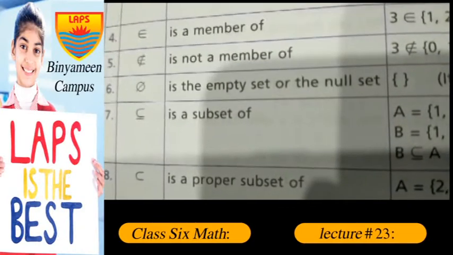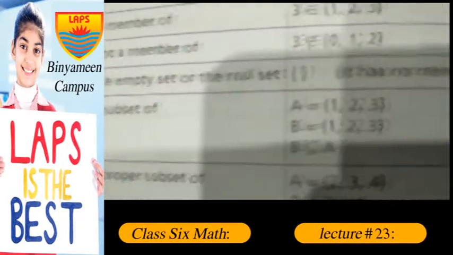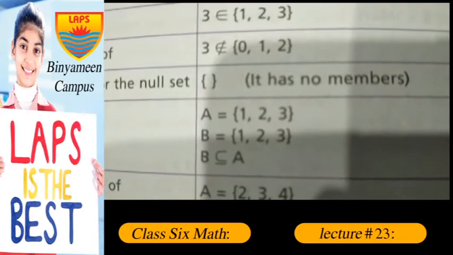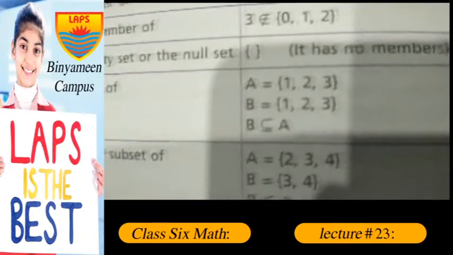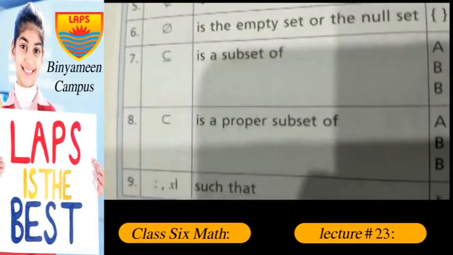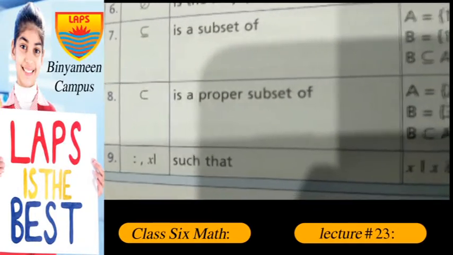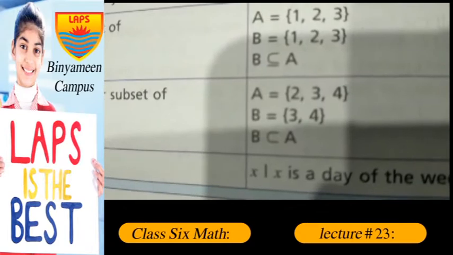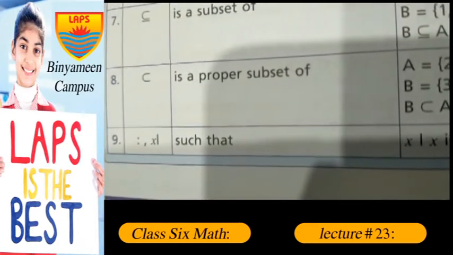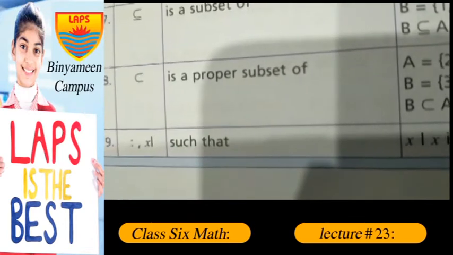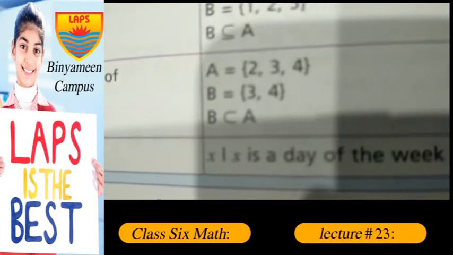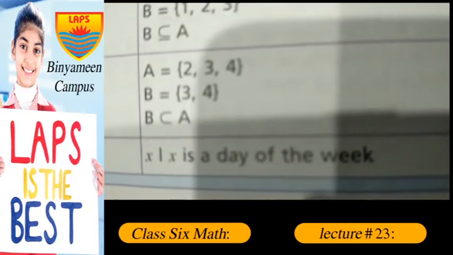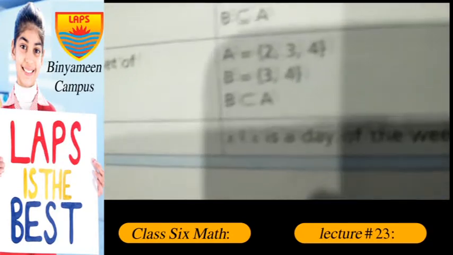Seventh is a subset of. A is {1, 2, 3} and B is {1, 2, 3}. B is a subset of A. Eighth is a proper subset. Proper subset. Set X like that: X is a day of the week.